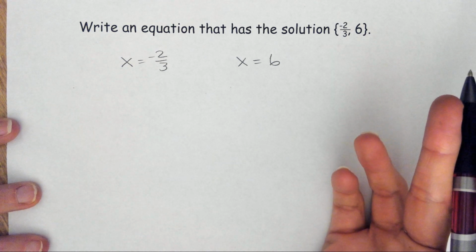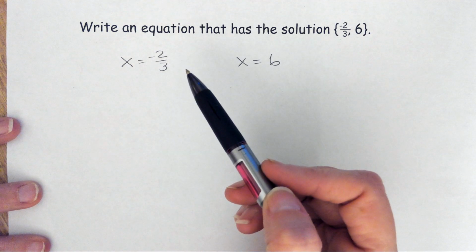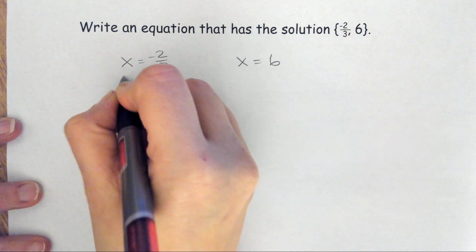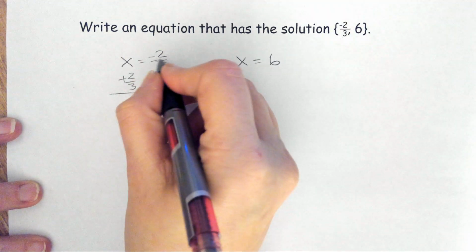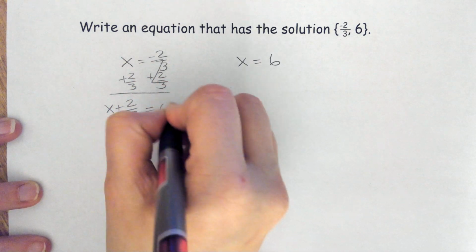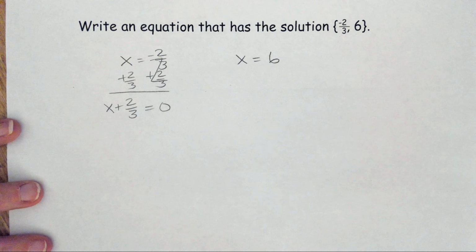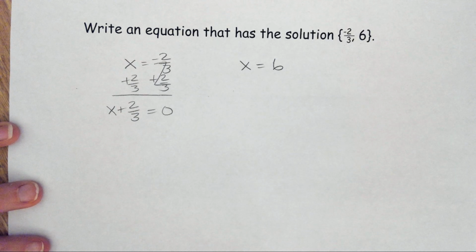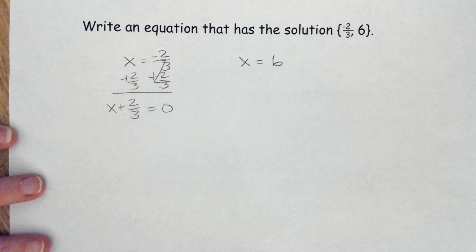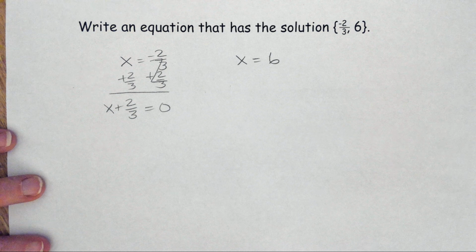So now I want to turn these back into factors and figure out what the factors are. So I'm going to add 2/3 to both sides and zero that out. Now I have x plus 2/3 equals 0. Well, that looks kind of crazy. We've never really looked at anything like that. So just like in standard form, how we're not allowed to have fractions, we're going to do the same thing here when we're solving with these solutions. We are not going to have a fractional anything.